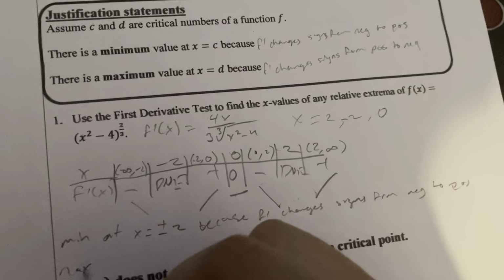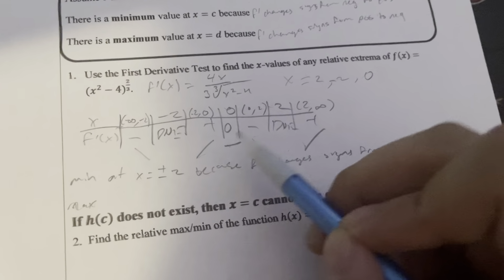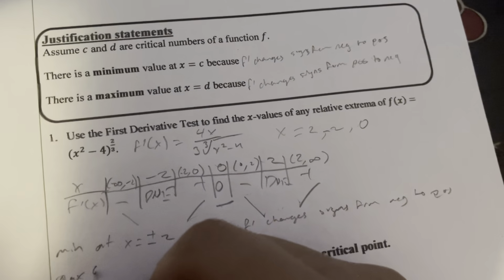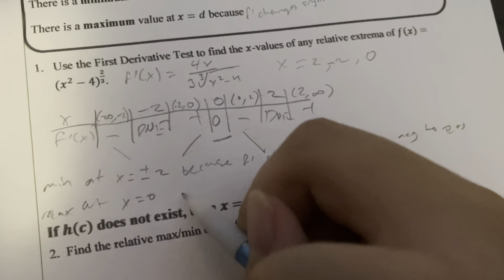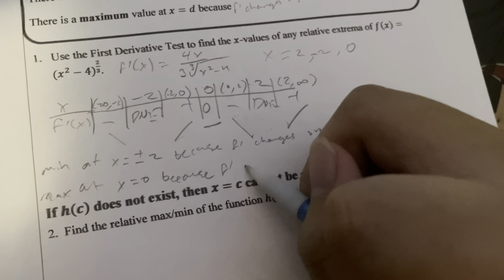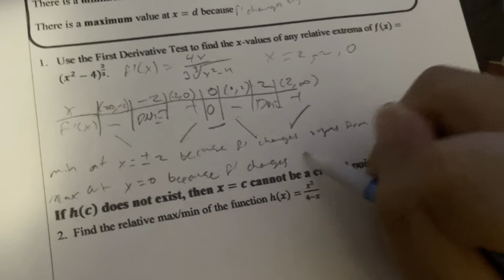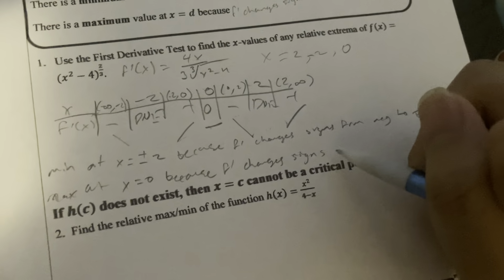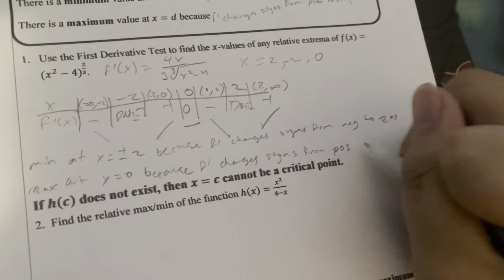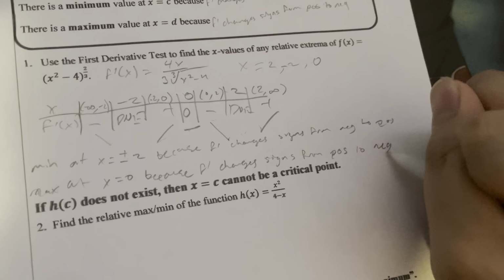So max is the exact same but opposite. It is when it goes up and down, so you can notice that there's a max right here. There's a max at x equals 0 because f prime changes signs from positive to negative.